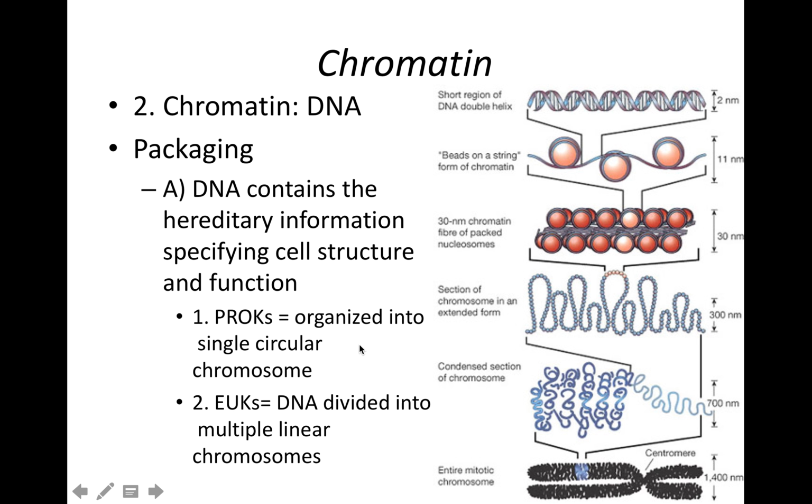DNA contains the hereditary information specifying cell structure as well as function. And so remember in prokaryotes that they don't have a nucleus, but they do have a kind of condensed genetic area. Another thing about prokaryotes is that their chromosome is singular. So it's continuous, like a ring. It's circular. It's one ring. Eukaryotes have multiple linear chromosomes, like humans have 23, and carp have 104 chromosomes. So they look like X's. We call that linear. But in prokaryotes, it's circular.